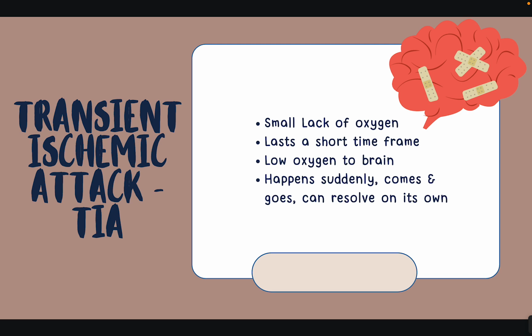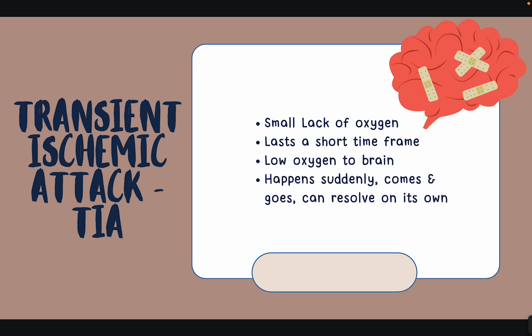So the first one is your transient ischemic attack, which is a TIA. So I always think that this is kind of like a, hey, heads up, you're at risk for a stroke type of thing. It's like it happens, but it's not a full-blown stroke, okay? And the name of it kind of tells you what it is.